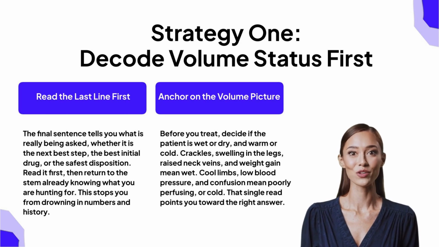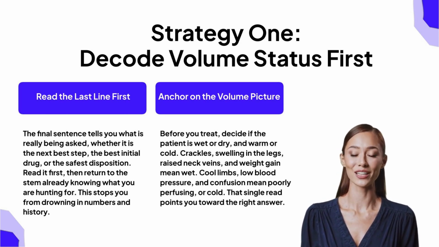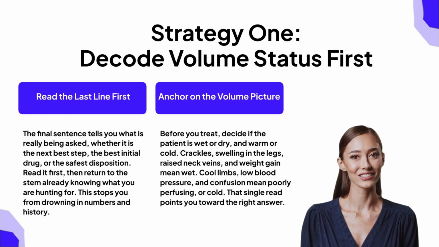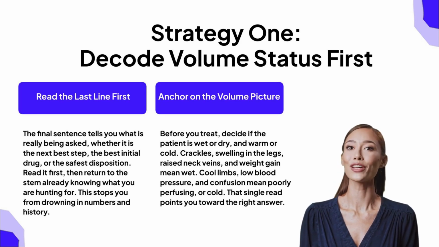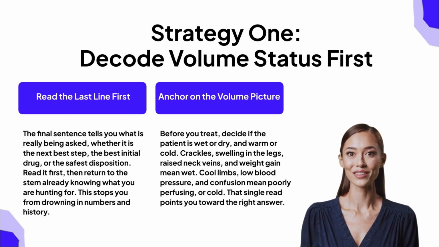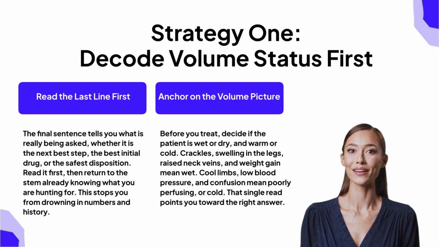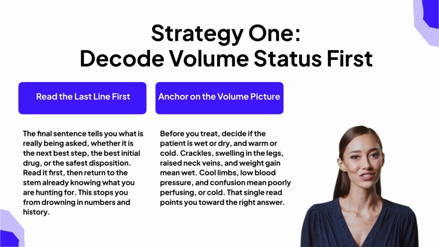Then anchor on the volume picture. Decide if the patient is wet or dry, and warm or cold. Crackles in the lungs, swelling in the legs, raised neck veins, and recent weight gain all mean the patient is wet or fluid overloaded. Cool limbs, low blood pressure, and confusion mean the patient is cold or poorly perfusing. That single read points you straight at the right answer, so train yourself to do it every single time.